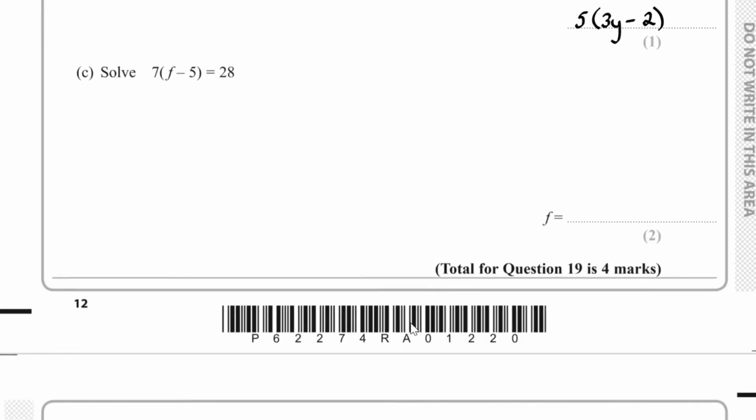And now for part C, we have to solve 7 lots of f minus 5 equals 28. So the first thing we can do, we can divide both sides by 7. So if I divide both sides by 7, we end up with f minus 5 equals 4. And now if I add 5 to both sides, f is going to equal 4 plus 5, which is 9.